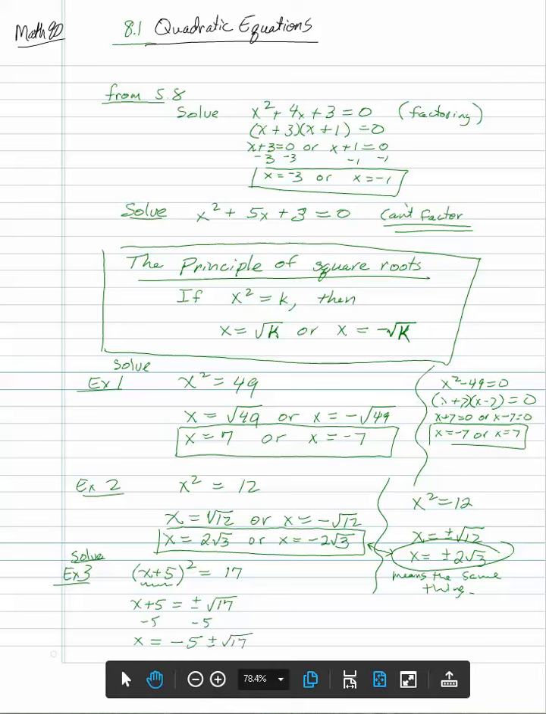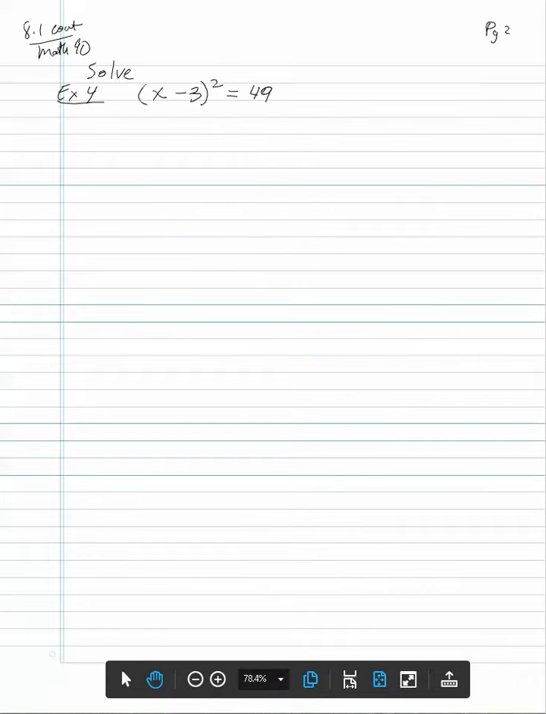And that's my solution. So note this again, this is shorthand for x equals negative 5 plus square root of 17, or x equals negative 5 minus square root of 17. Okay, so those are the same thing. So be careful.